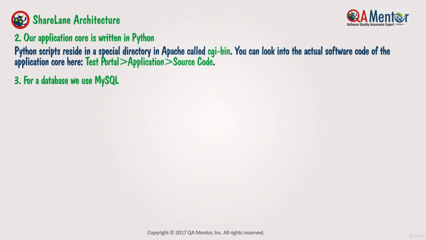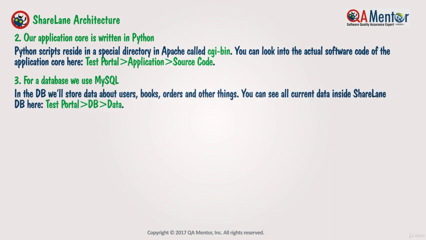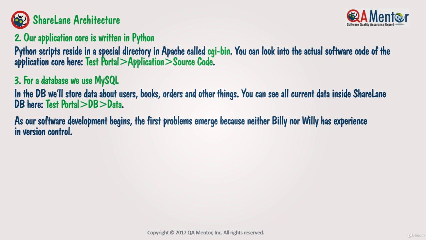3. For a database, we use MySQL. In the DB, we store data about users, books, orders, and other things. You can see all the current data inside the ShareLane DB here. Test portal, DB, data.